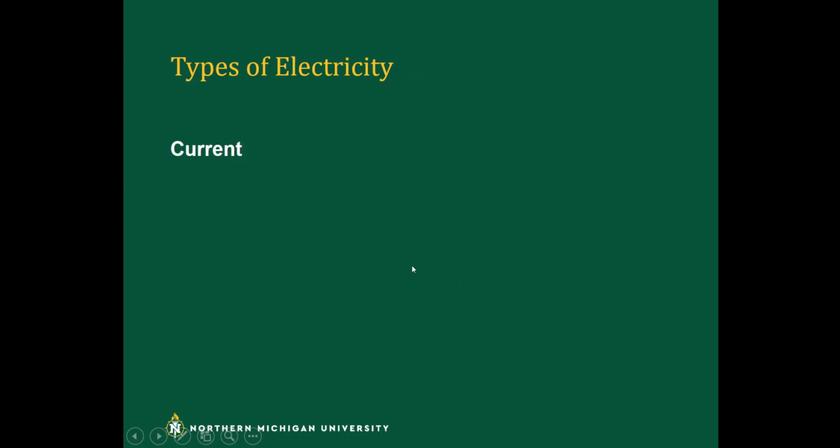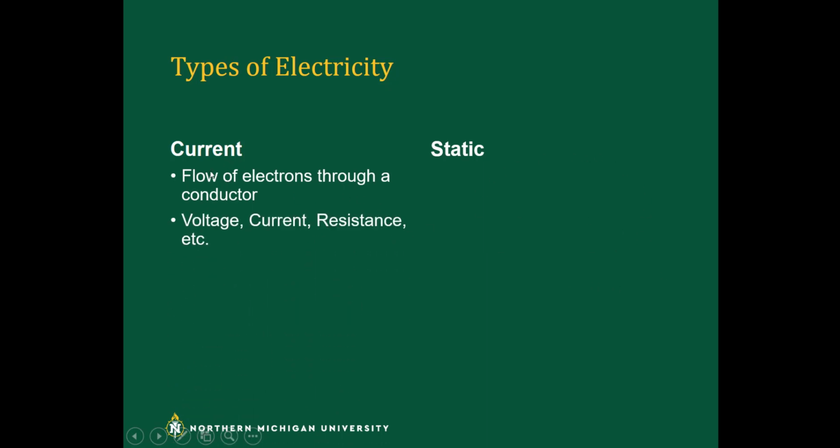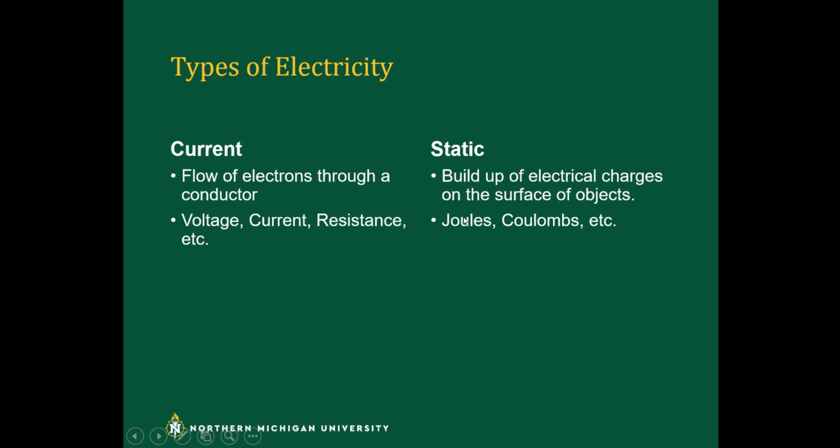So it's important to note that there's two different types of electricity: current or static. What we're dealing with generally in construction is current, although static is sort of a byproduct of different mechanical equipment. But current, we're dealing with flow of electrons through conductors. So we're talking voltage, current, and resistance, as opposed to static, which is a buildup of electric charges where the measurements are more in joules and coulombs.